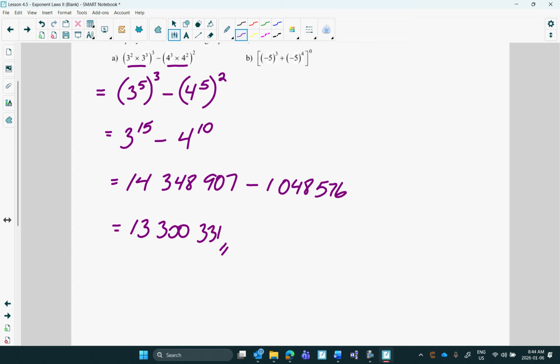Okay? So this was the simplifying part, where we didn't really need a calculator to do this. We used our knowledge of exponent laws to get this all the way down to this. This part is actually where we started calculating or evaluating.